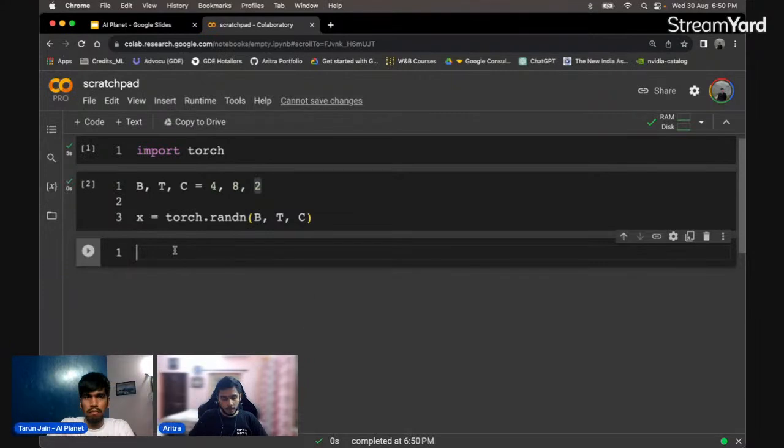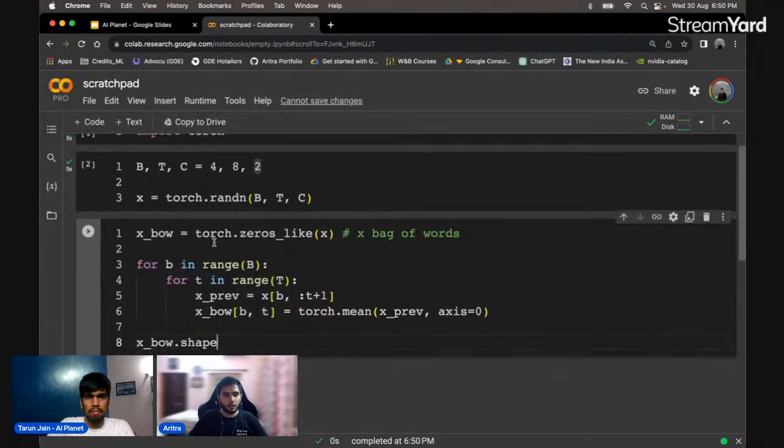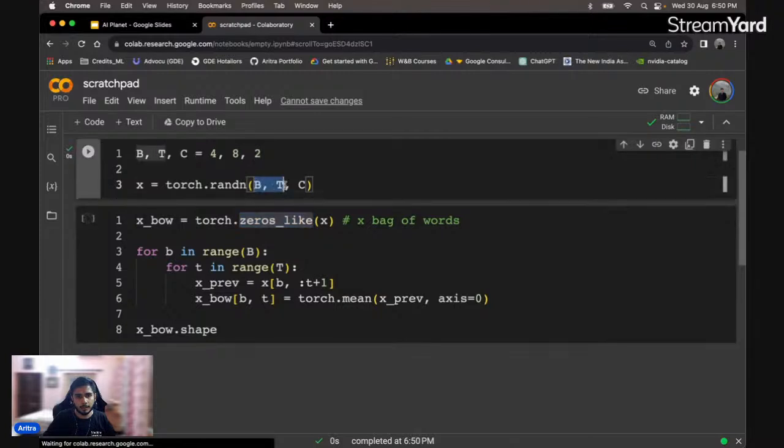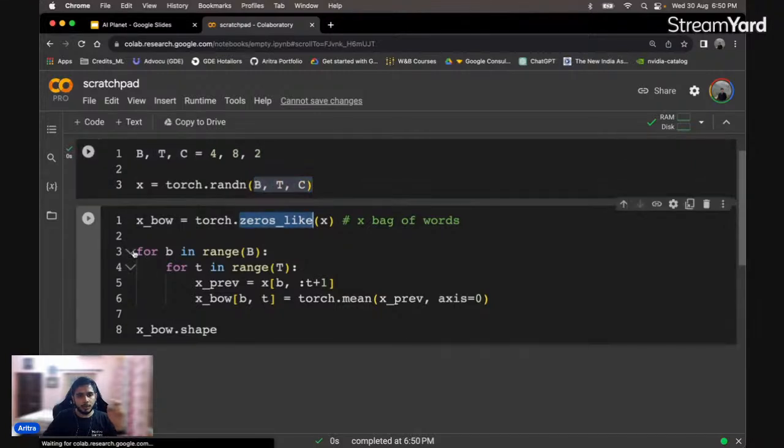And what I'm trying to do here is a basic for loop in which I have this X bag of words, xbow, which is just a zeros matrix of the same shape as X. So it's still B, T, C. And what I do with this for loop is iterate over each batch, and iterate over the time steps. And can you see this part? This is the entire magic. So I am trying to figure out the prefixes of the current word.